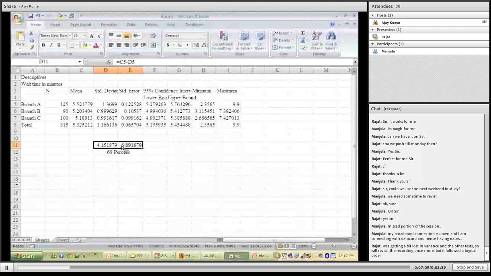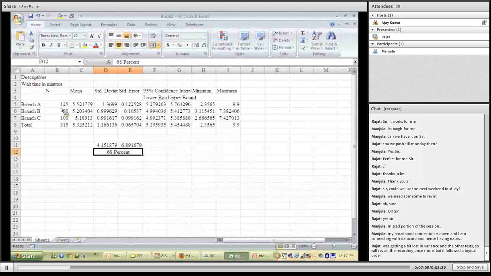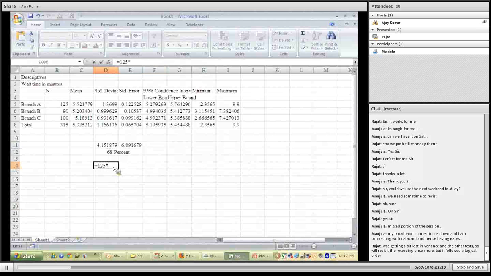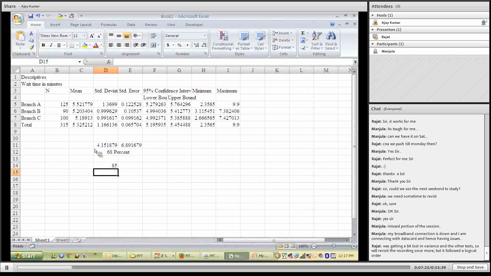So the number of people in branch were 125, right? 68%. So 125 multiplied by 68, and let's make a percent out of it. So almost 85 people who visited branch A have faced a waiting time ranging between 4.15 to 6.8. So that is how we make a meaning out of it. So this is what standard deviation tells us.